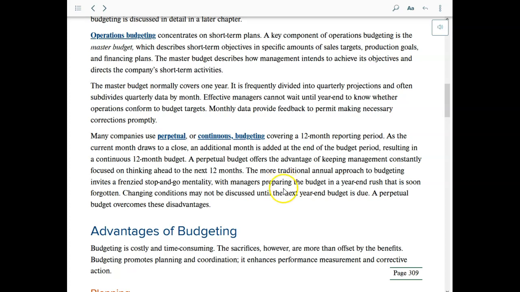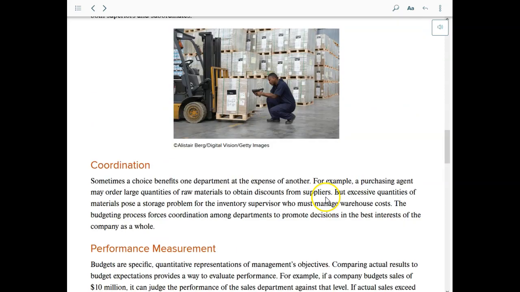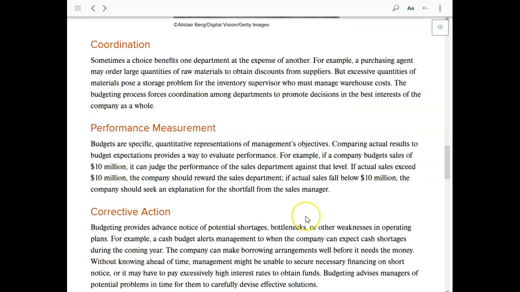So what's the advantage of budgeting? I'm sure you already know that. It helps you plan better. It helps you coordinate, especially within companies, from one department to the other. Like the example here says, a purchasing agent may order a large quantity of raw materials to obtain discounts from suppliers. But if you buy a lot of materials, then the inventory supervisor has to worry about, where do I store this? So budgeting helps different departments coordinate their plans.